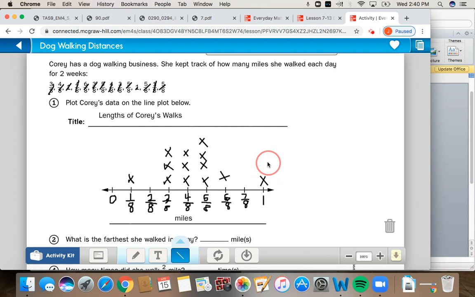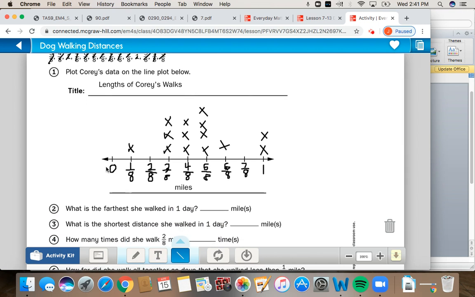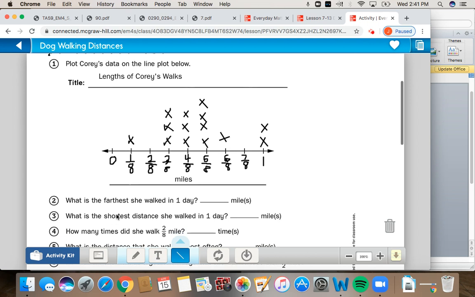And this is what my line plot looks like. I've got my title. All my data has been plotted. All my fractions have been crossed out, so I know they're all in here. And I have all my fractions labeled, and my unit is labeled. So now I need to go and answer my questions.